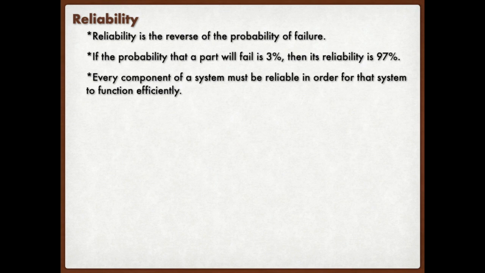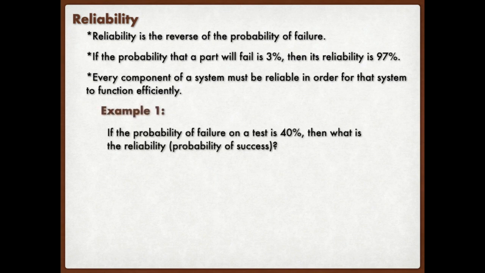Every component of a system must be reliable in order for that system to function efficiently or succeed. So let's look at an example. If the probability of failure on a test is 40%, okay, then what is the probability of success? Okay, that would be the other half. That would be 60%.